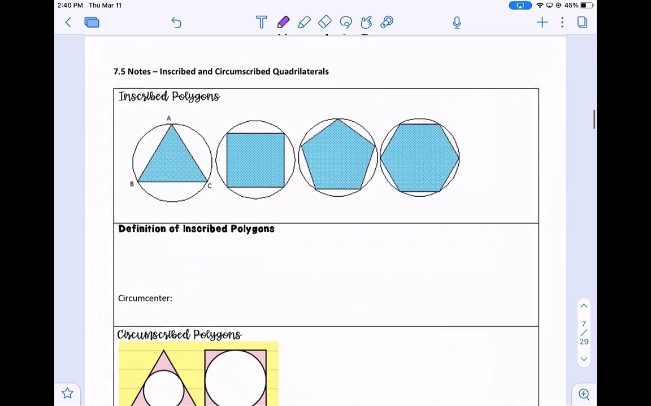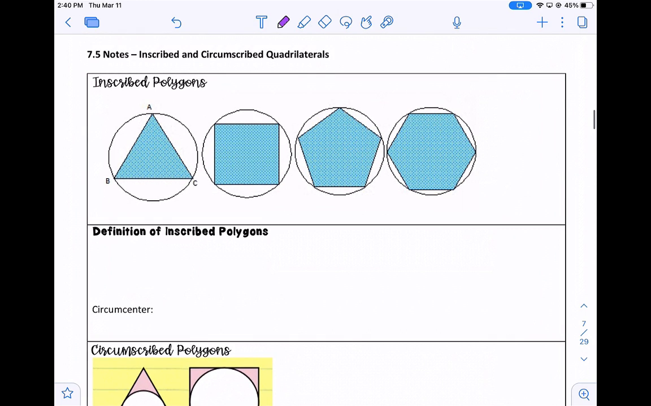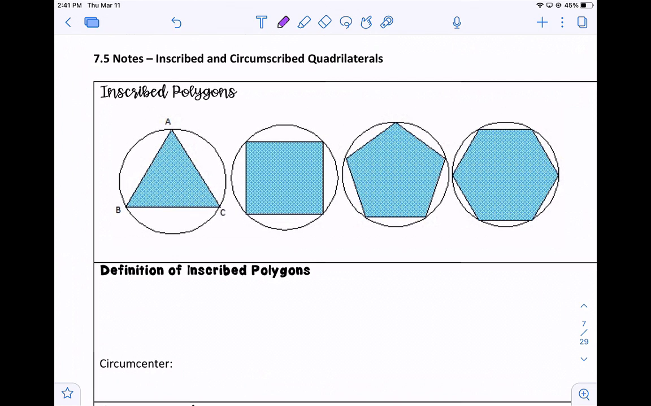Lesson 5, we'll take a look at inscribed and circumscribed quadrilaterals. So first we're going to start with inscribed polygons. As you can see below, we have 4 examples of inscribed polygons. What do you think the definition of inscribed polygons are? If you notice, if a polygon is inscribed, all of the vertices of the polygon are on the circle. So the polygon's inside the circle and the vertices are on the circle.